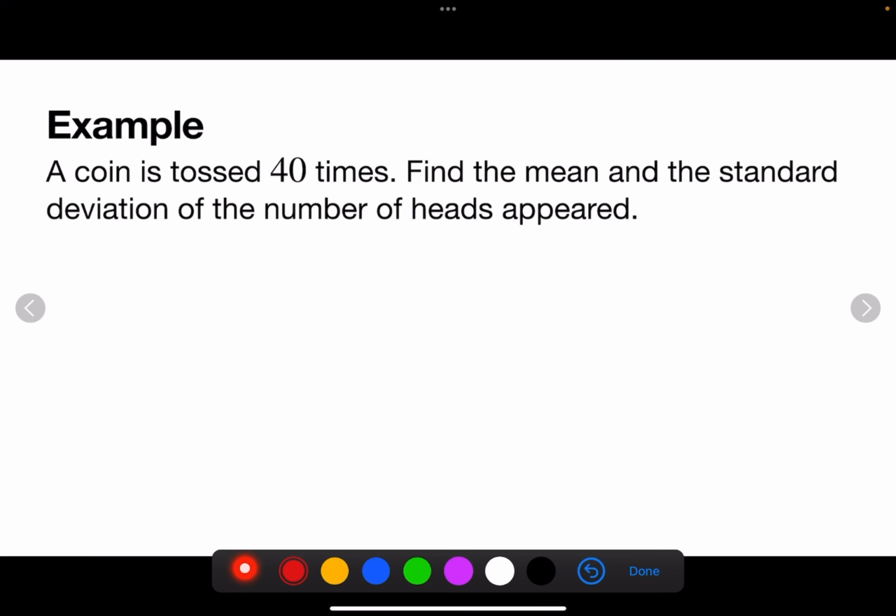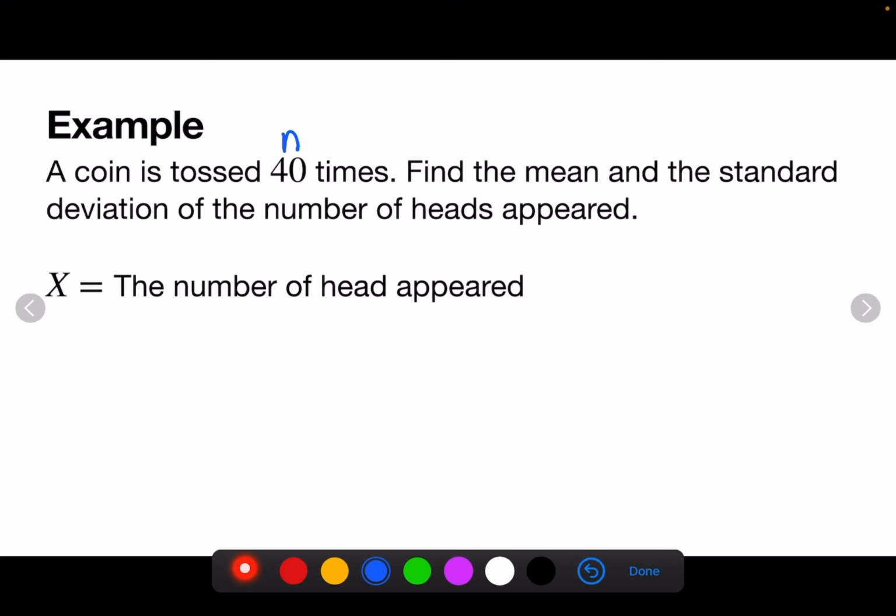A coin is tossed 40 times. Find the mean and the standard deviation of the number of heads appeared. What is this? This is N. N is 40. X represents the number of heads appeared. What is our distribution? What are the parameters? X has binomial distribution where N is 40. Where does P come from? 0.5. You toss your coin, what are the outcomes? Head or tail. So the probability of getting a head is 0.5.